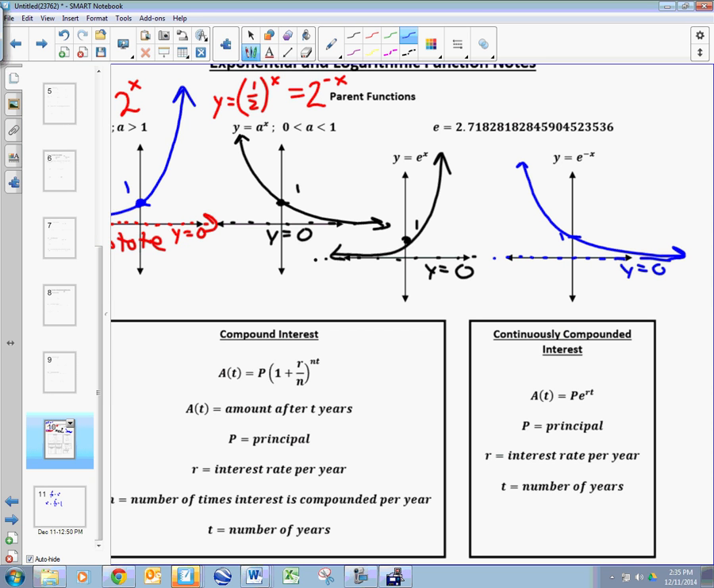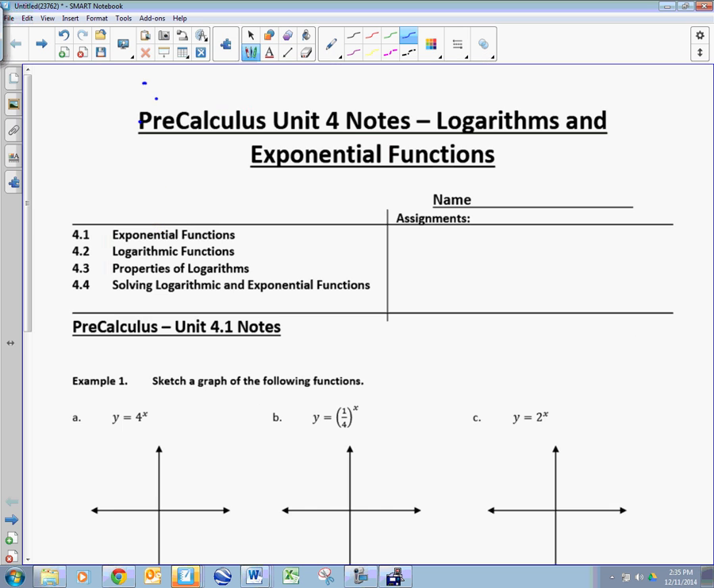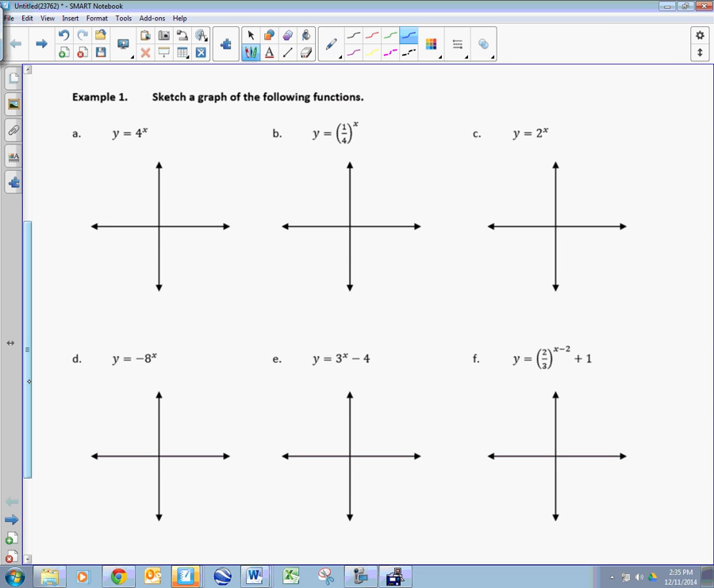We now turn to the front and we start some of the examples for exponential functions. It says sketch a graph of the following functions. Y equals 4 to the x. Okay, is 4 greater than 1 or less than 1? So it's going to have this kind of a shape. And what point does it cross through on the y-axis? 1. And what is the asymptote? Y equals 0.